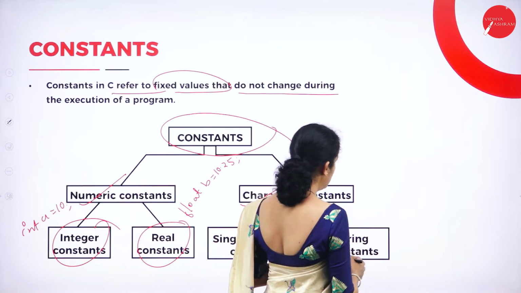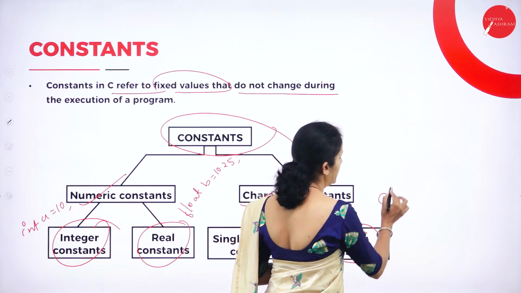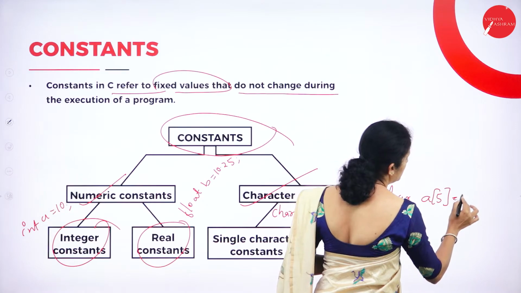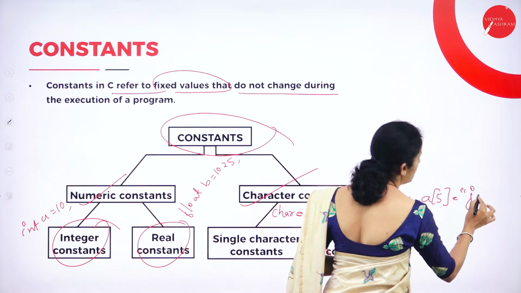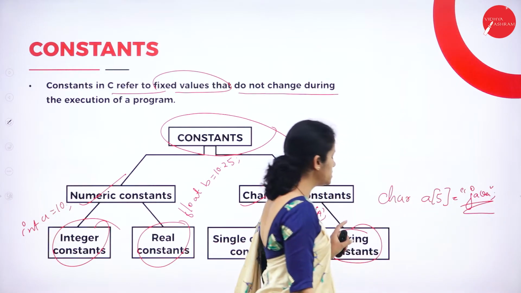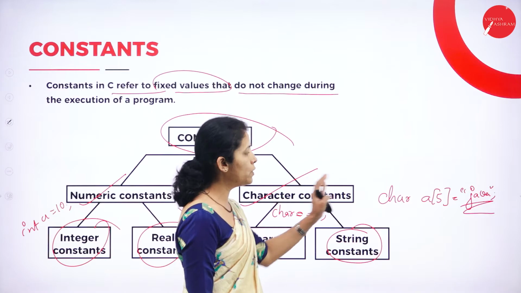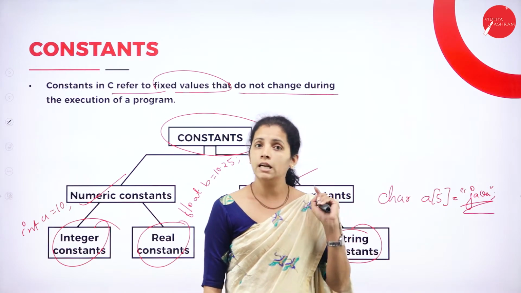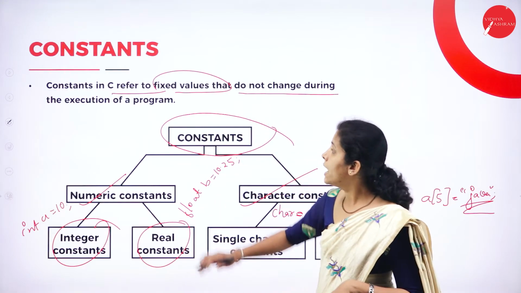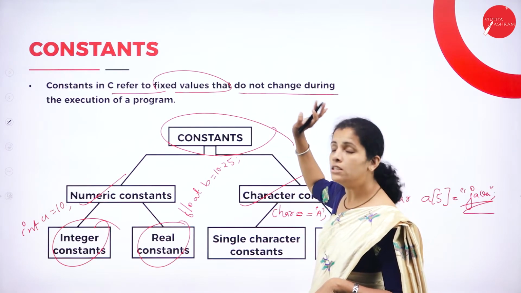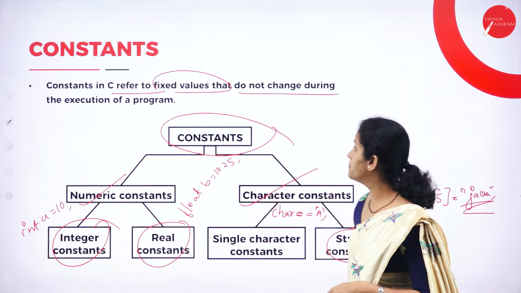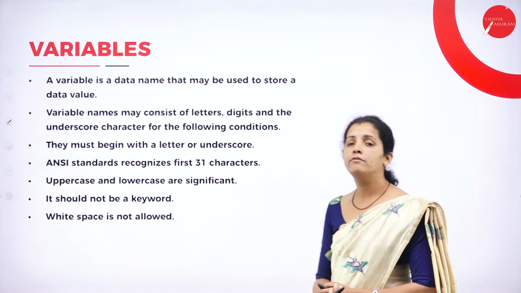And if I want to consider a string constant, so char A of 5 equal to, I'll write "Java" or any other thing. So this is the example for a string constant, and whatever value I assign here remains the same throughout the program. That means I cannot change the values here even during the execution of the program.